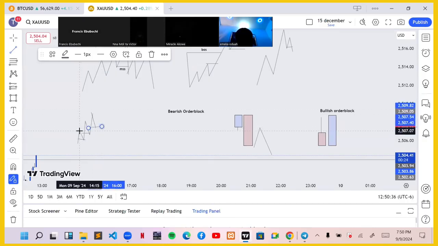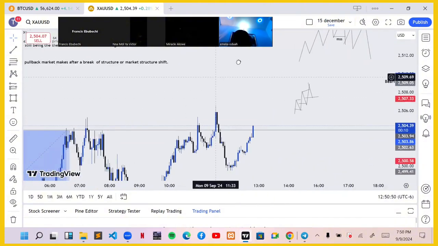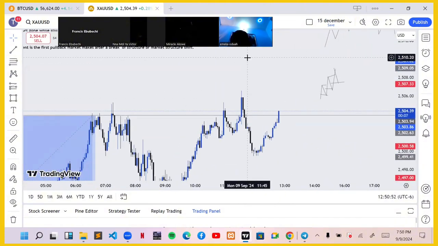Now, if you pay attention here, there's also an order block here that was supposed to push markets down, but it failed and markets kept going up. There's another block here that's supposed to push market down, it failed and kept going up. So for each zone that gets broken, there was an order block that was supposed to prevent that break.